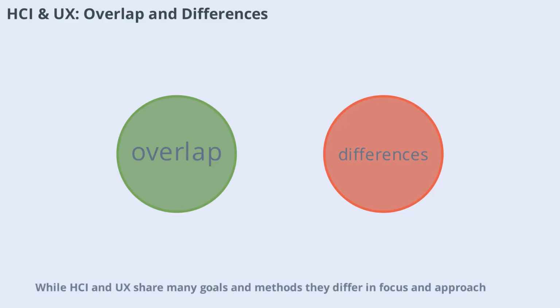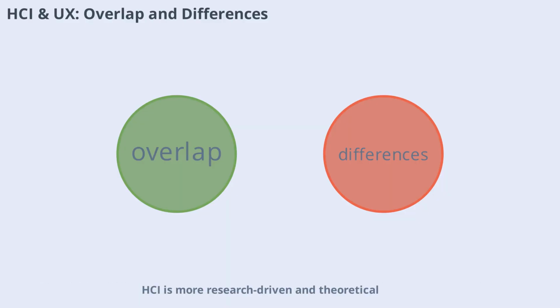While HCI and UX share many goals and methods, they differ in focus and approach. HCI is more research-driven and theoretical, while UX is practice-oriented and focused on real-world application. Both fields value user needs, but HCI often looks at broader human-technology relationships, while UX zeroes in on specific product experiences. Together, they form a powerful partnership for creating better technology.